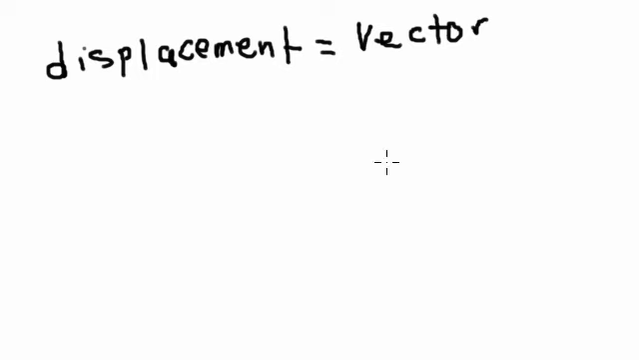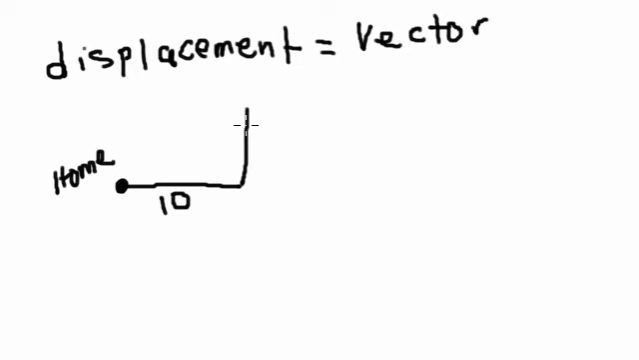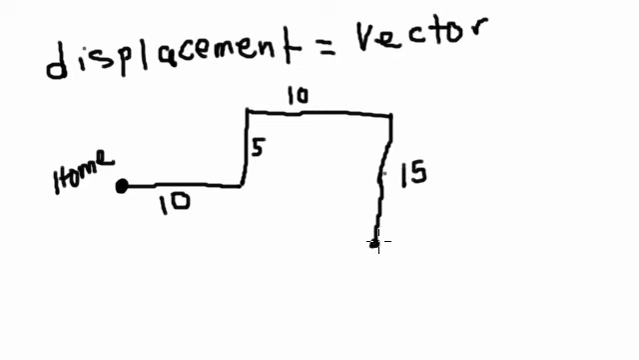Let's say this dot right here is going to represent your house. So this is home. And then you're going to travel this way 10 meters. You're going to travel going up for 5 meters. You're going to travel this way for 10 meters. And finally, you're going to travel down. Oops. You're going to travel down for 15 meters. And this is your ending spot. This is the school. So you're trying to go from your house to the school.